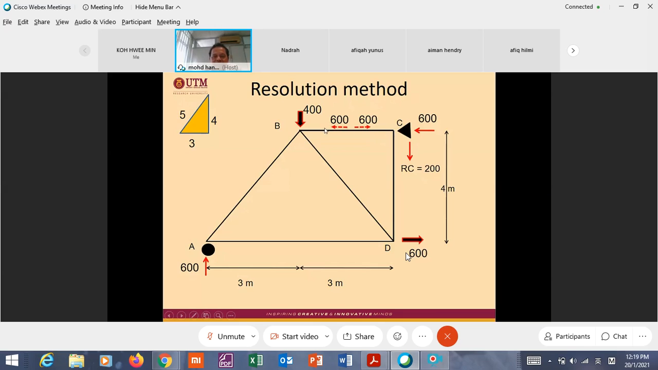And what next? You have 600 here, and then this one, 200. Yeah, 200, to oppose this 200. So when it is 200, what next? This one, 200. Okay, two members now settled.